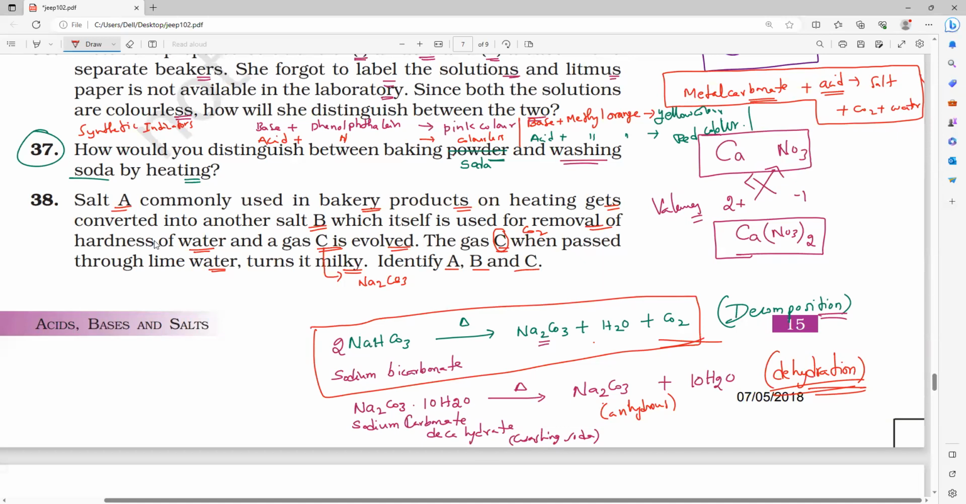So what is A? A commonly used product in bakery: sodium hydrogen carbonate. Understanding all of you? So that is A. It gives you Na2CO3, that is B. It gives you CO2 plus H2O. That's all. This is the C. So Na2CO3 is used in removing the permanent hardness of water.